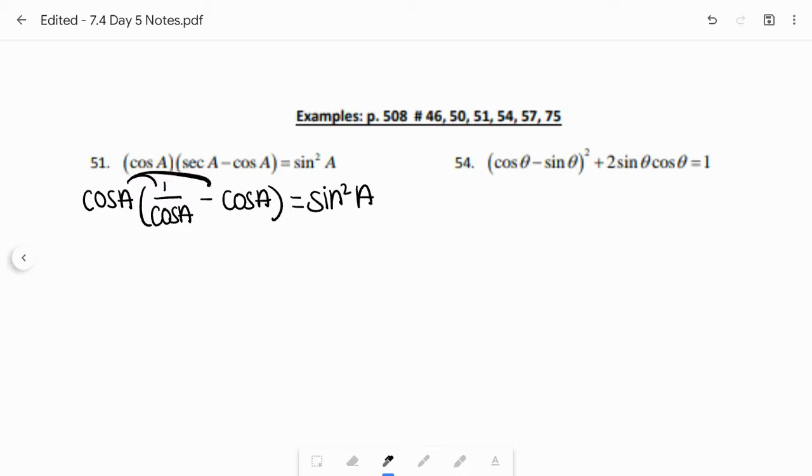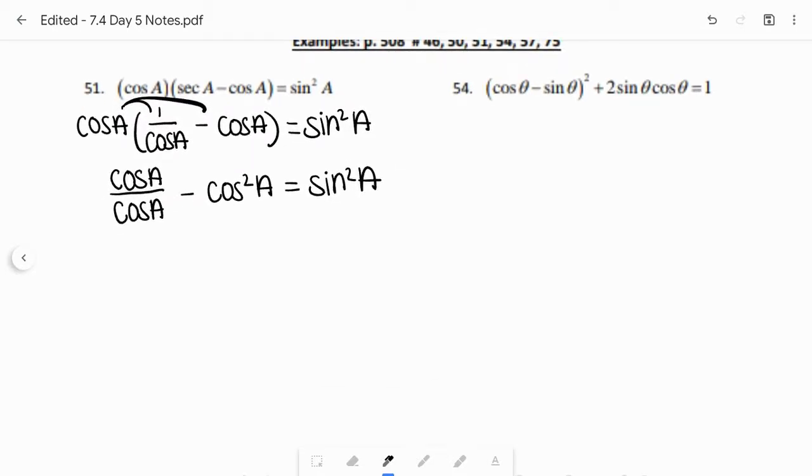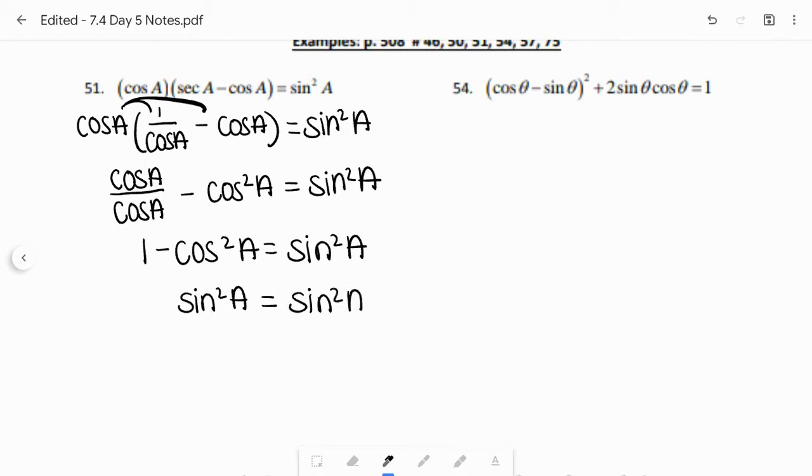So cosine A over cosine A, that's just going to give us 1, but I'll write it out first. So cosine A over cosine A, and then minus cosine squared of A is equal to sine squared A. Okay, so then cosine A over cosine A just is going to simplify to 1. So we've got 1 minus cosine squared of A is equal to sine squared of A. And if you remember from our trig identities that we wrote in the box up on the first page, 1 minus cosine squared of A does equal sine squared of A. So sine squared of A is equal to sine squared of A.